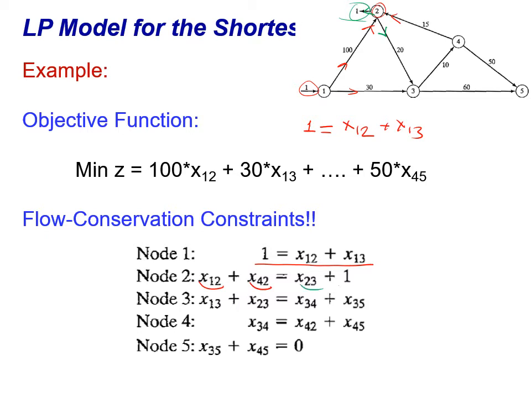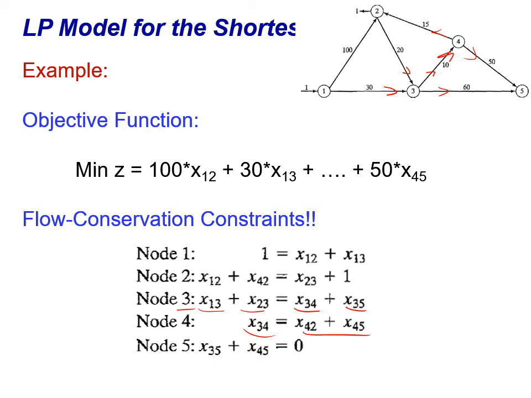So x23 plus 1. Similarly, we do the same thing for all nodes, node 3, 4, 5, for all of them we write these flow balance constraints. For node 3, the amount of input is x13 plus x23, and the output is x34 and x35. Okay, x13 plus x23 equals x34 plus x35. And for node 4, the input is this one and the output are these two. And for node 5, there is only input but no output, as you can see.